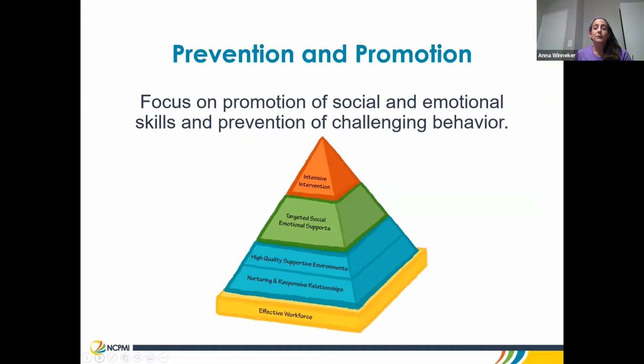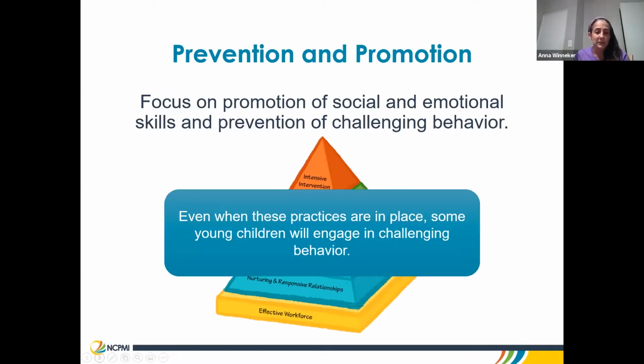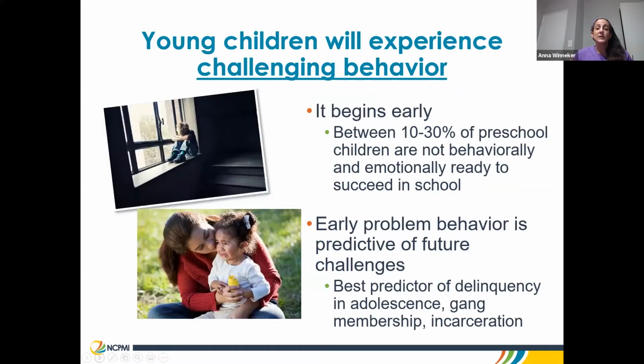And we try to really promote those social and emotional skills that we know our youngest children need to help prevent some of that challenging behavior that we might see. But even when these practices are in place, we recognize that young children are still going to engage in challenging behavior. So the purpose today is to think of what can we do to really make sure we're effectively addressing if these incidences occur. So we know young children will experience challenging behavior, and a lot of times it starts early. So we're talking between 10 and 30% of our preschool children might not be behaviorally ready to succeed in school or emotionally ready to succeed in school.